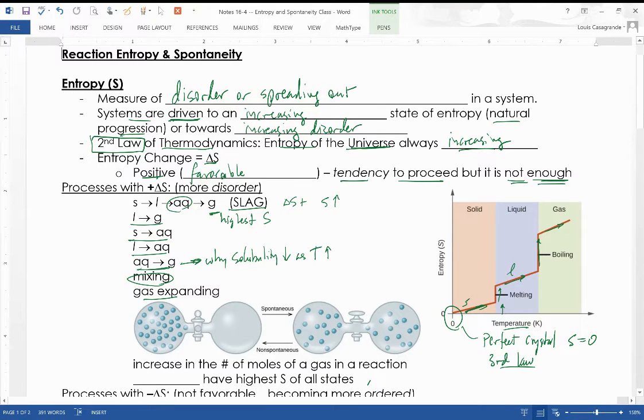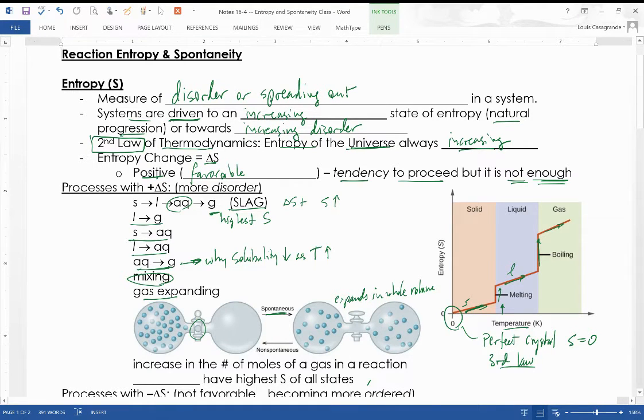So down here, I have an actual picture of something that is a spontaneous process. So if I start off with these two bulbs and notice that the valve in between them is closed, so if the valve is closed, we have all the gas on the left side. And when we open that valve, the spontaneous process is for the gas to expand. So the gas expands into both containers, expands into the whole volume.